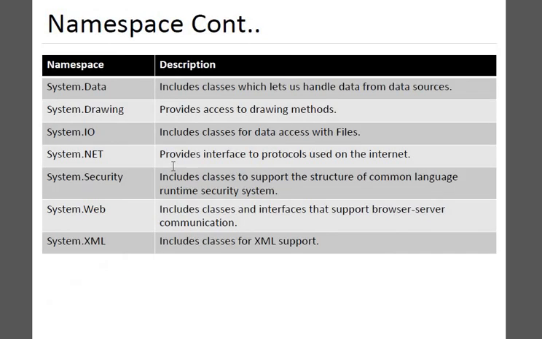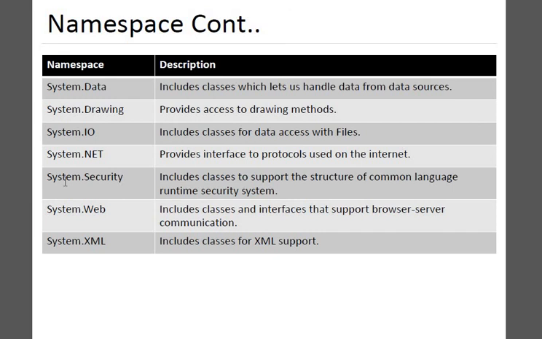Now the next thing is the default namespaces which are provided in the .NET environment. One is System.Data. When you are working with a data source, you can define System.Data. Then System.Drawing provides access to drawing methods, the Pen class and the Color class. Input output, when you are working with files, is System.IO. Then System.Net is for internet protocols and HTTP work.